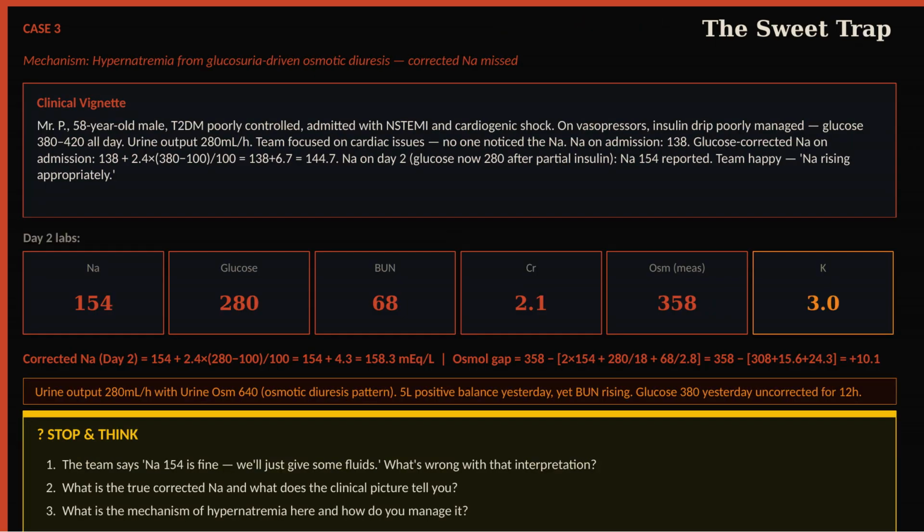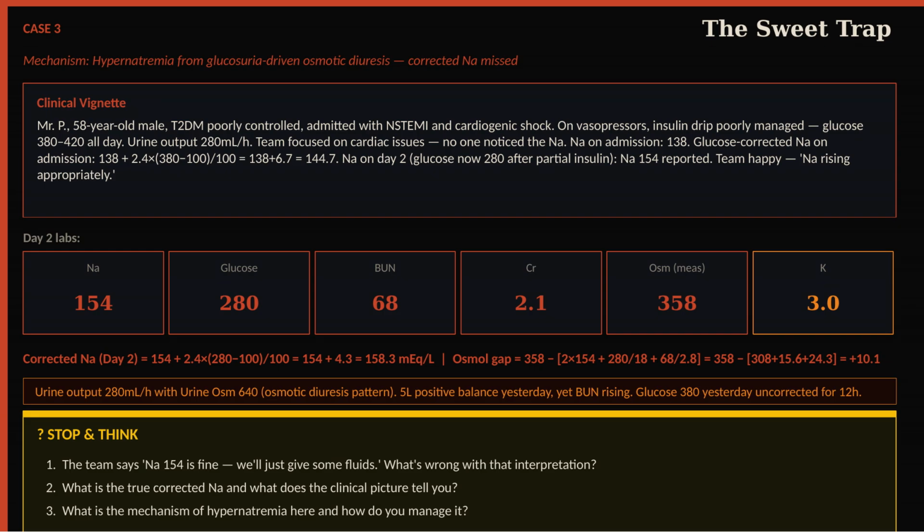Mr. P, 58, poorly controlled type 2 diabetes, admitted with an NSTEMI and cardiogenic shock. He's on pressors, his insulin drip is being run poorly, and his glucose sits between 380 and 420 all day. Urine output is a brisk 280 milliliters an hour. The whole team is focused on the heart. Nobody's watching the sodium. On admission, his sodium was 138, but glucose corrected, that's really 145.